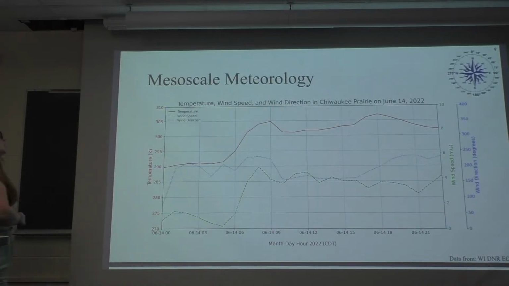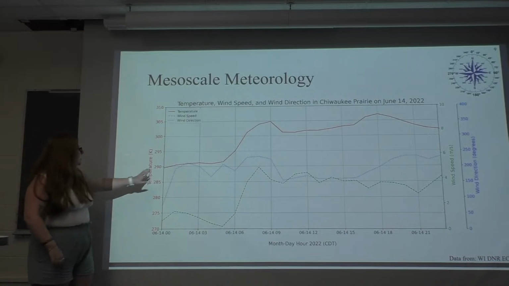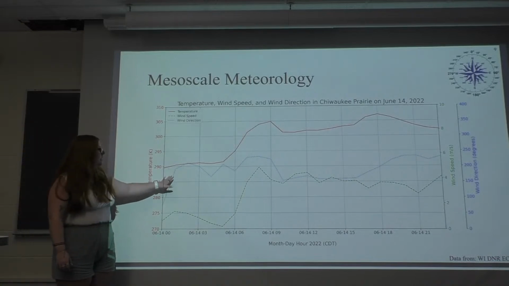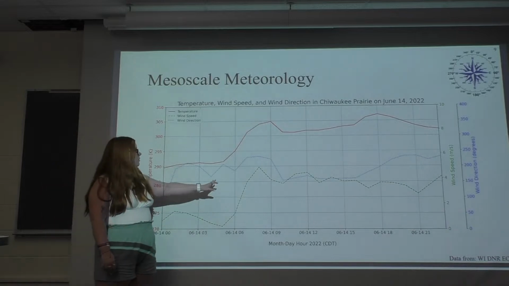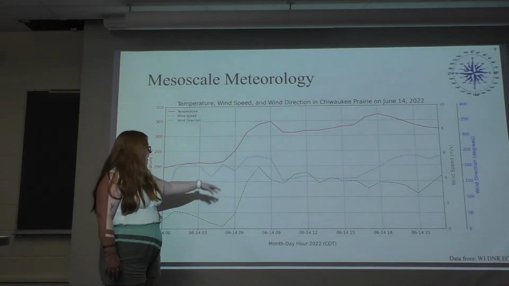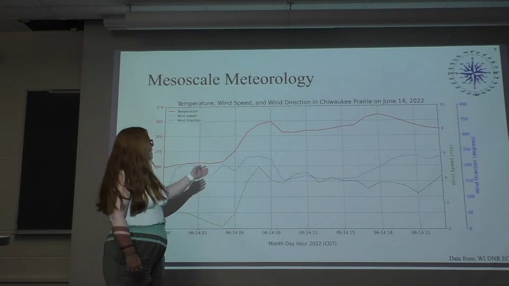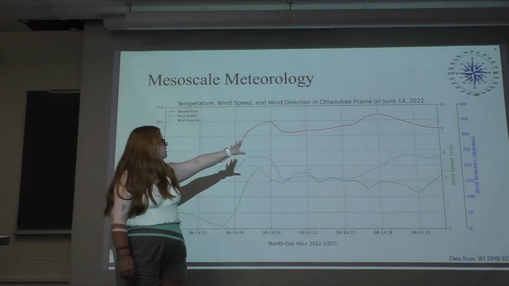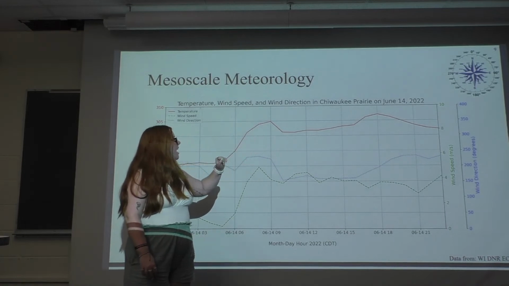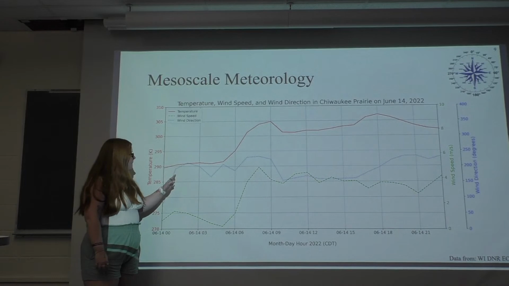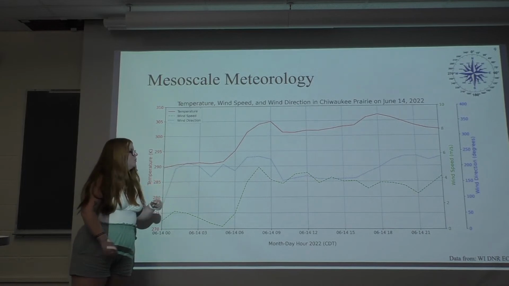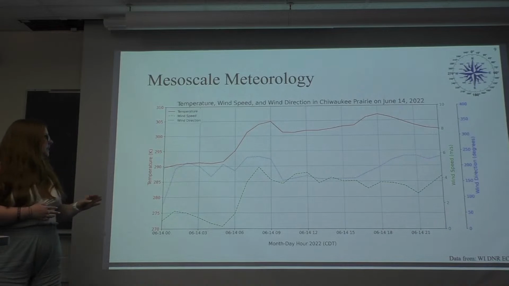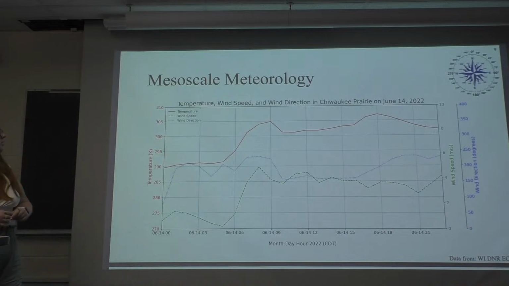Here's a look at the mesoscale meteorology taking place on the 14th. This red line is temperature, this blue dotted line is wind direction, and then the green dashed line is wind speed. And you can see that around 9 a.m., which is around when the ozone was increasing that day, we have a drop in temperature that remains throughout when ozone was high, and then it returns to what it was before. Then we have a shift in wind direction to the southeast, and right before we see the shift, the wind speeds increase. And so this is very clear evidence of a lake breeze present on this day.